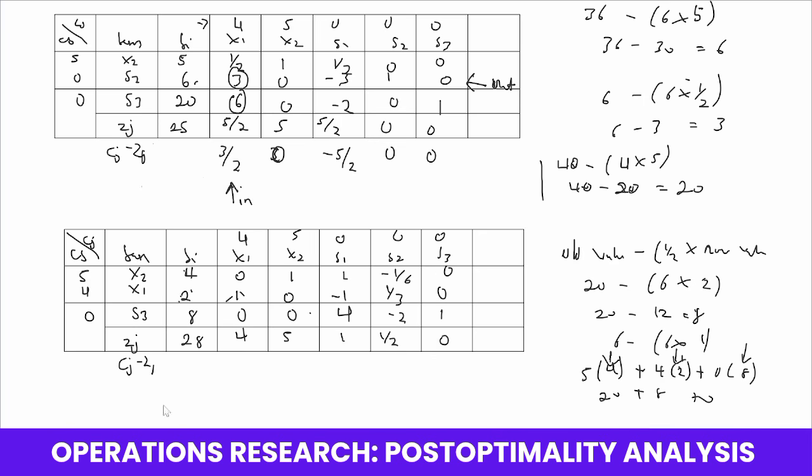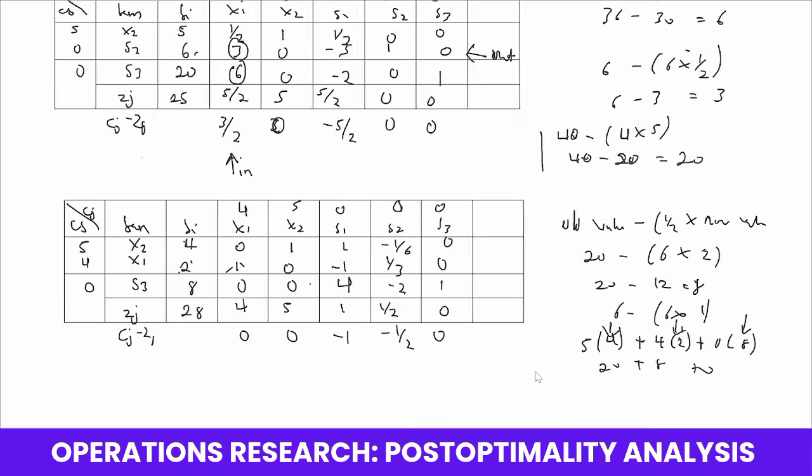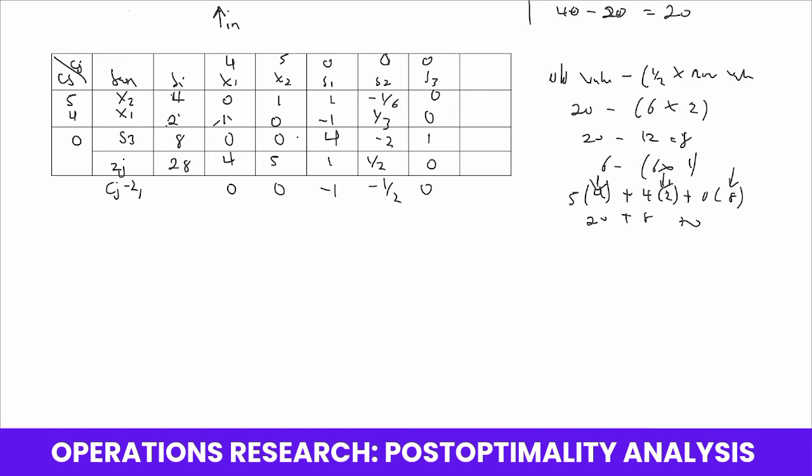So let's apply it to our CJ minus DJ values. CJ here is 4, DJ is 4, 4 minus 4 is 0, 5 minus 5 is 0, 0 minus 1 is minus 1, 0 minus 1 on 2 is minus 1 on 2, 0 minus 0 is 0. You can see that in our CJ minus DJ values we don't have any positive number. They are all zeros and negative numbers. So therefore, we can terminate our simplex iteration here.